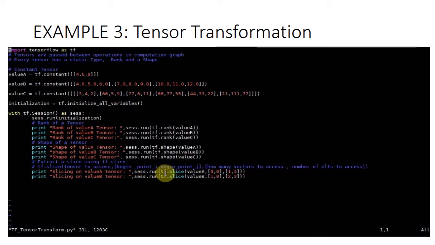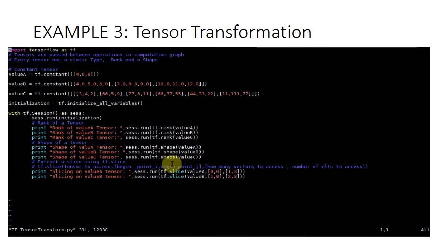Now to obtain a part of this tensor, that is to slice a tensor, we can use the command tf.slice. This command has to be used with three arguments. The first argument indicates the tensor to access, the second argument indicates the dimension or the set number that you have to access, and the third argument indicates the number of vectors to be accessed followed by the number of elements that has to be displayed on your output screen.